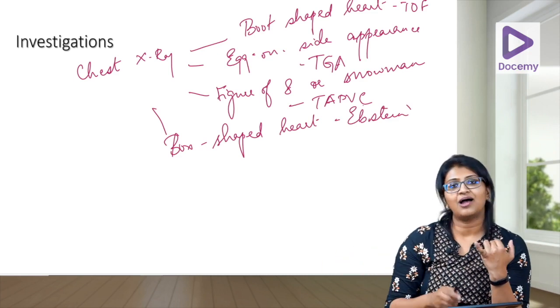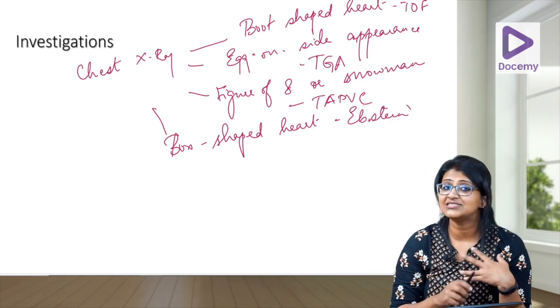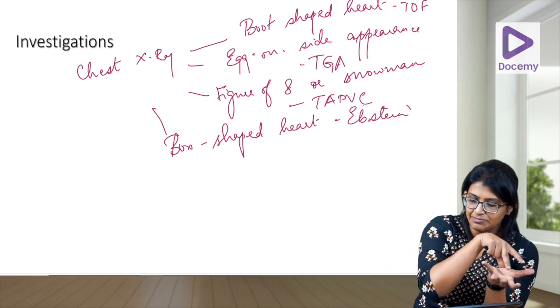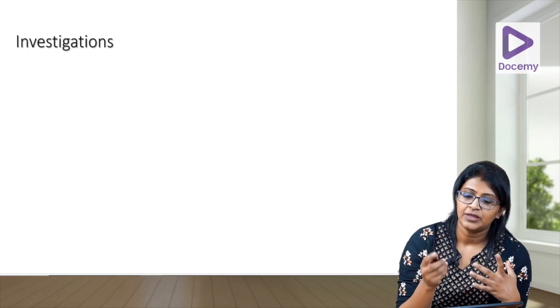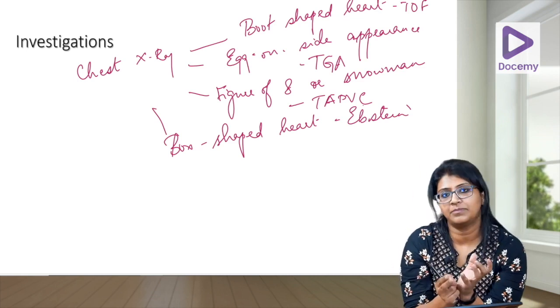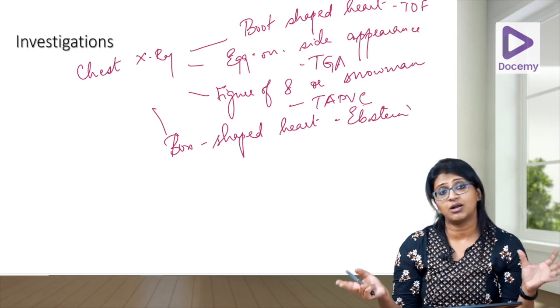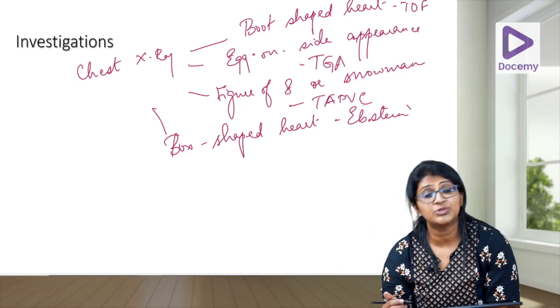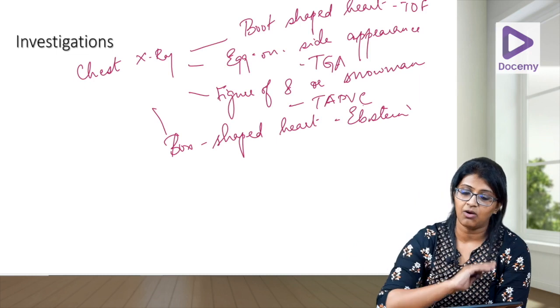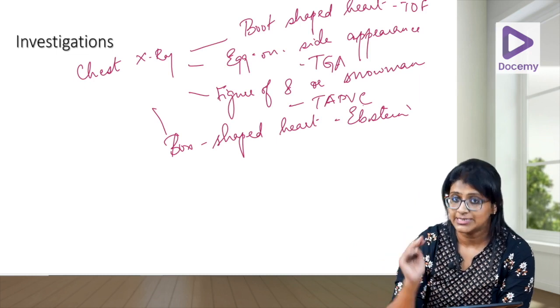So, you have the boot shaped heart which occurs in TOF, you have the egg on side appearance, a sleeping egg appearance, in TGA, you have a figure of 8 or a snowman appearance which you see in TAPVC, and you have a box shaped, a really large heart, so big hearted people, which you see in Ebstein's anomaly. So, there are a lot of things which you can get on a chest X-ray.